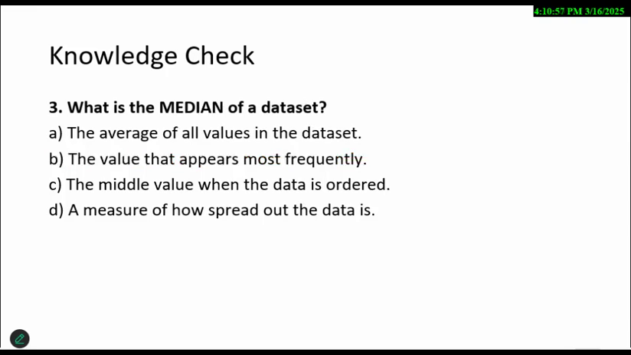What is the median of a data set? A, the average of all values in the data set. B, the value that appears most frequently. C, the middle value when the data is ordered. D, a measure of how spread out the data is. And it is C, the middle value when the data is ordered.